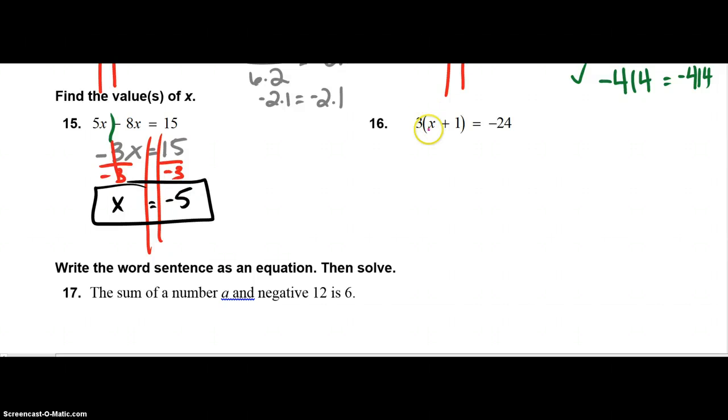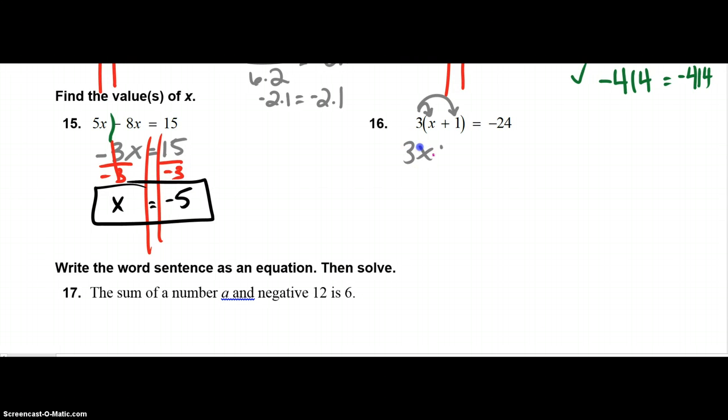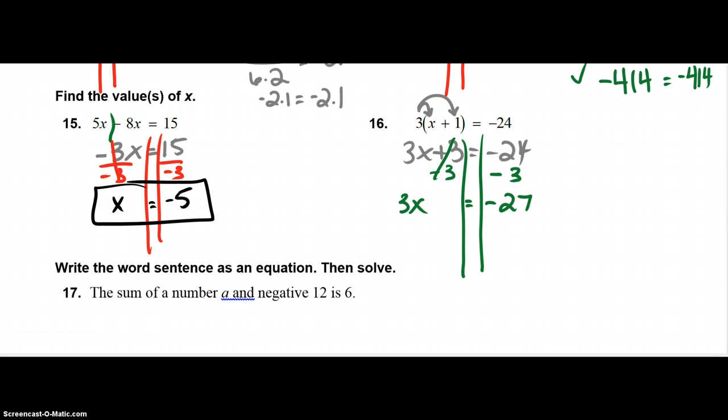Number 16, we have 3, and then in parentheses x plus 1 equals negative 24. So before we can do anything here, we're actually going to distribute our 3 to both pieces inside of our set of parentheses. So we have 3x plus 3 equals negative 24. So now this is going to be a two-step equation. We have to first get rid of what's not connected to our variable, which is this positive 3, so we're going to subtract 3. Subtract 3. We're left with 3x on the left side equals negative 27 on the right side.